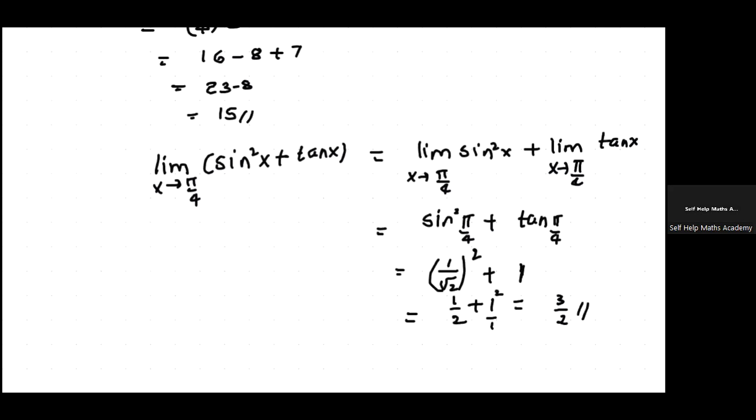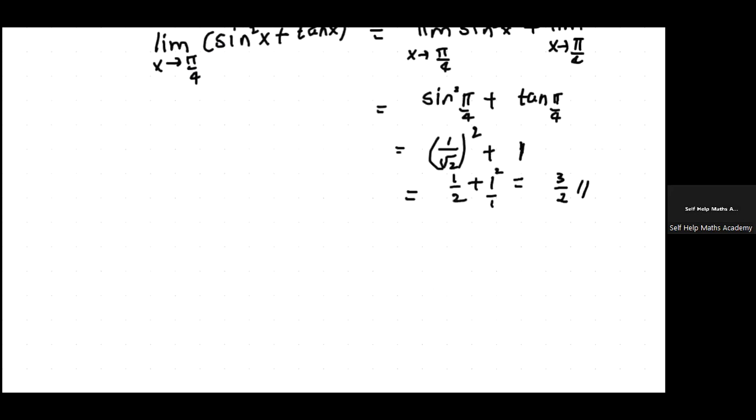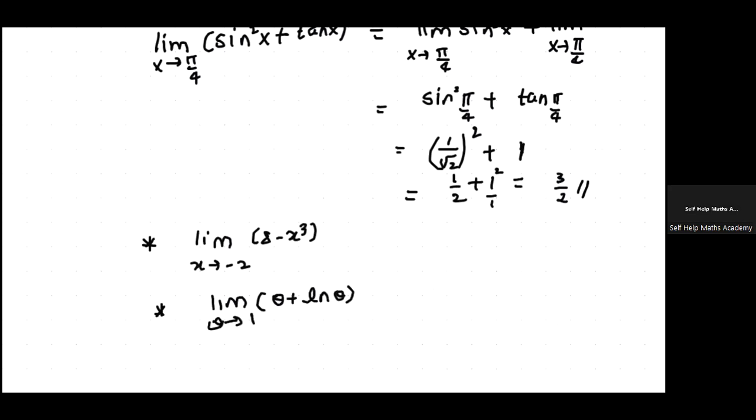Okay, so likewise, you try these examples for yourself. Limit of 8 minus x cube as x is tending to minus 2. Then limit of theta plus ln of theta as theta approaches 1. And one more example, limit of square root of 2x plus 1 as x approaches 4. So try these examples and get back to me with the answers, guys.